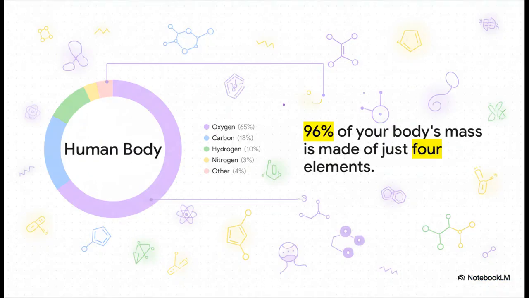And when you look at it, the recipe for a human is surprisingly simple. Just look at this. For all our amazing complexity, a whopping 96% of your entire body is made of just 4 elements: carbon, oxygen, nitrogen, and hydrogen. That's pretty much the core blueprint for a person.